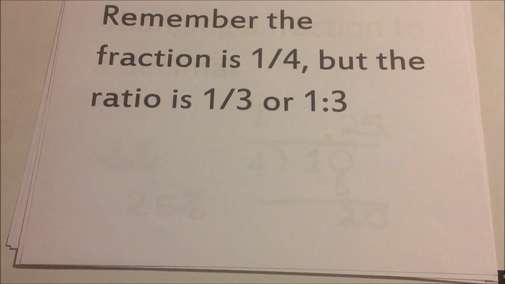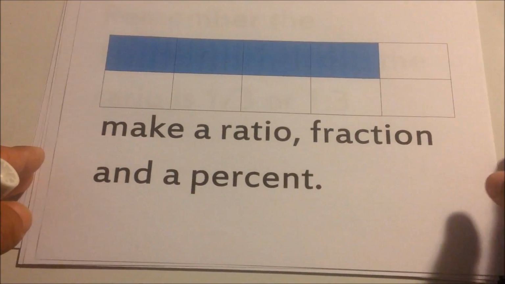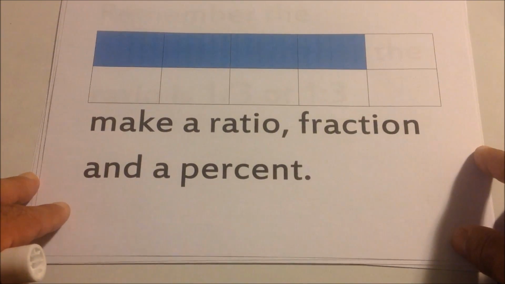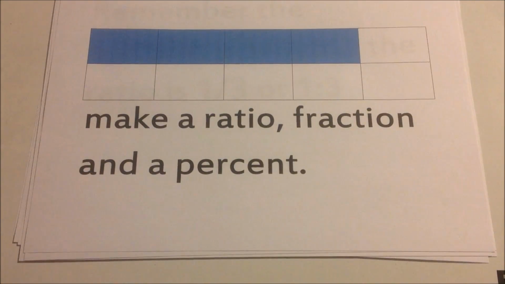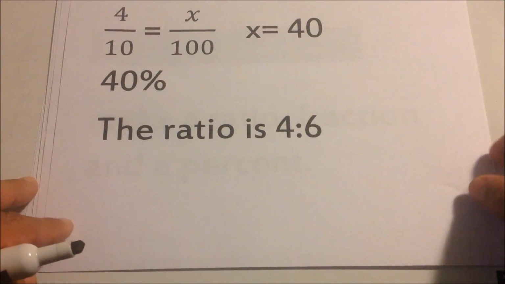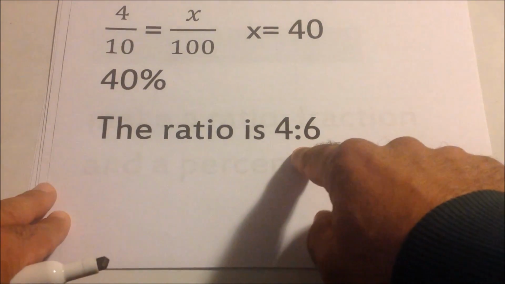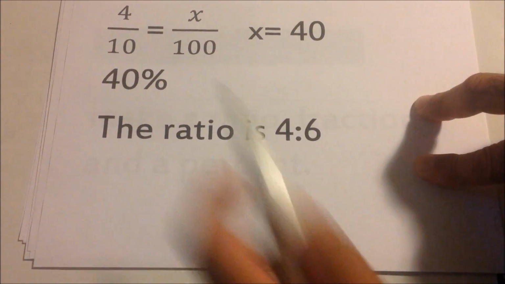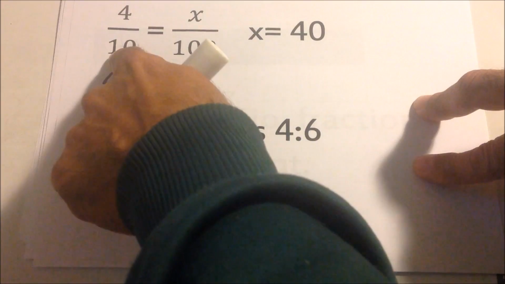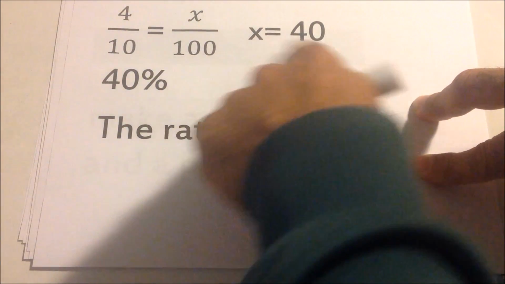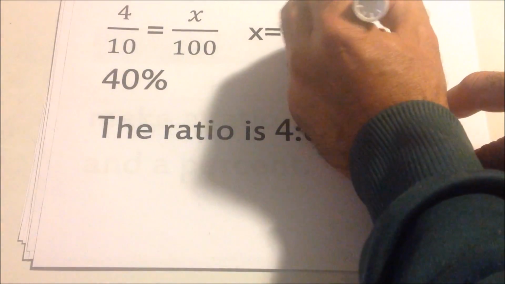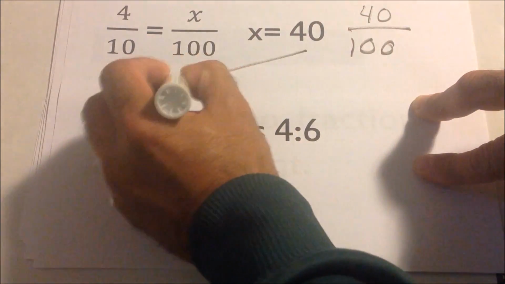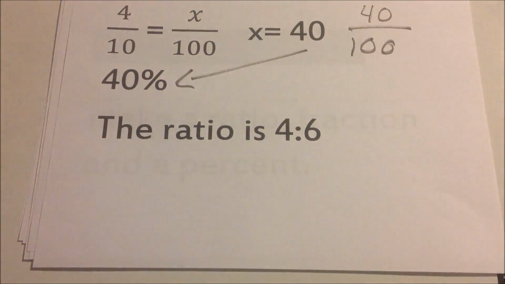So knowing that, see if you can do this. Make a ratio, a fraction, and a percent on the blue. So what do you think you can do here? We have 4 shaded in and 10 total. So we know the fraction is 4/10. That's the fraction. The ratio is 4 over 6. Remember, ratio is part to part, and fraction is part to whole. So we're making equal ratios here. We want to get 100. 10 times 10 is 100, so 4 times 10 is 40. So 40 over 100 is 40%.